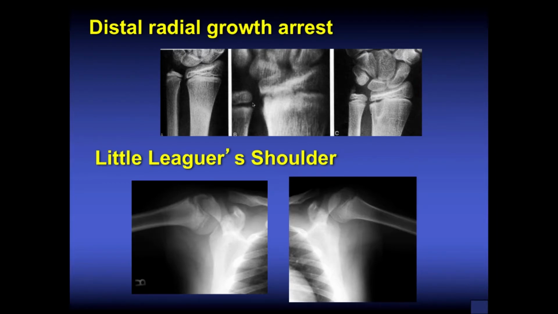We see this in gymnasts, the distal radius, where the distal radius has extra compression forces, and this may cause an arrest of the distal radius and a relative overgrowth of the ulna. So be aware of that and get plain films if there is distal radius wrist pain in a gymnast and somebody that's doing repetitive axial loading.